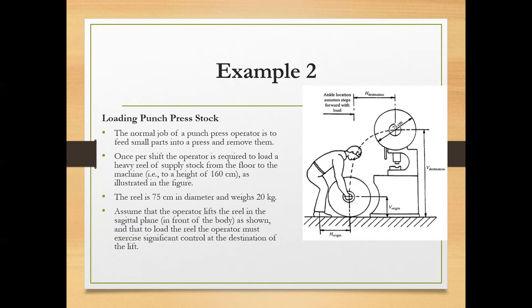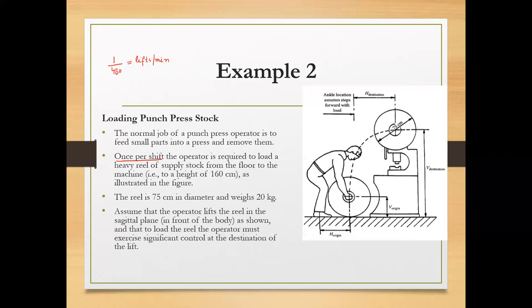The reel is 75 centimeters in diameter and weighs 20 kg. Assume that the operator lifts the reel in the sagittal plane or the medial plane in front of the body as shown, and that to load the reel, the operator must exercise significant control at the destination of the lift. So this task is performed once per shift, so frequency is once per shift. If we assume 8 hour shifts, then it will be equal to 1/480 lifts per minute, because in the table of the multiplier for the frequency, the values are given for lifts per minute.